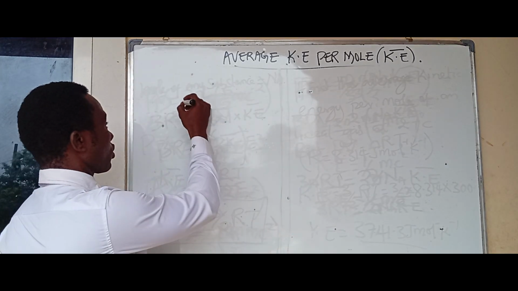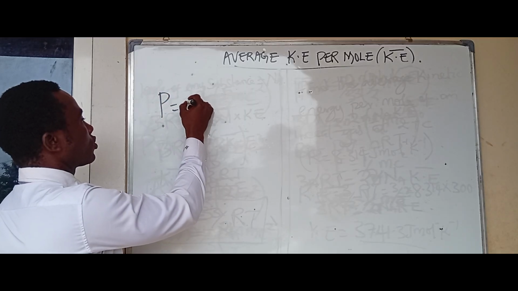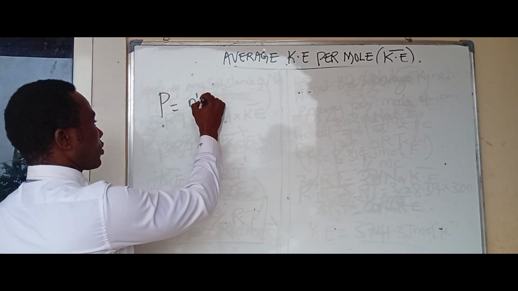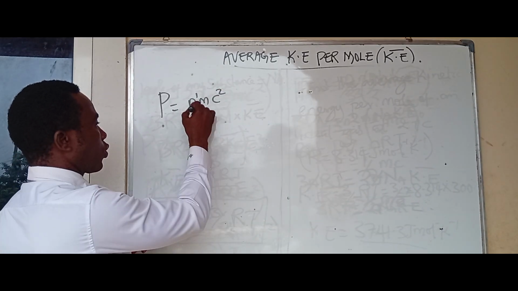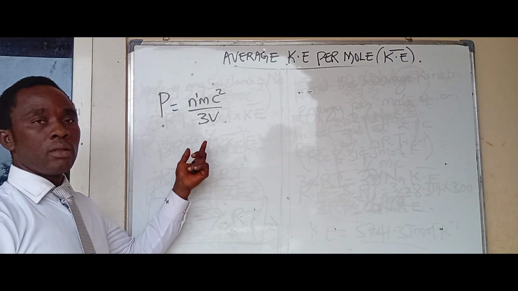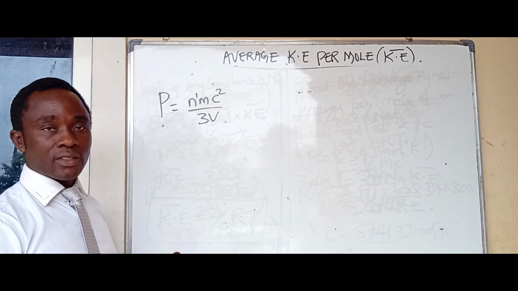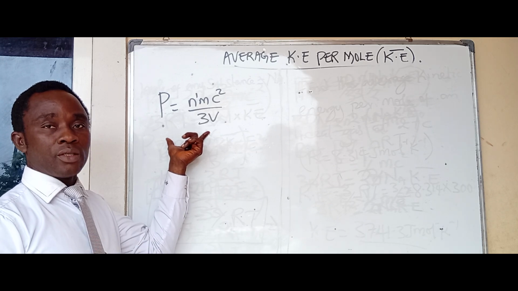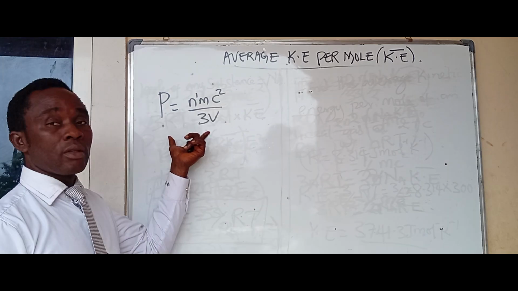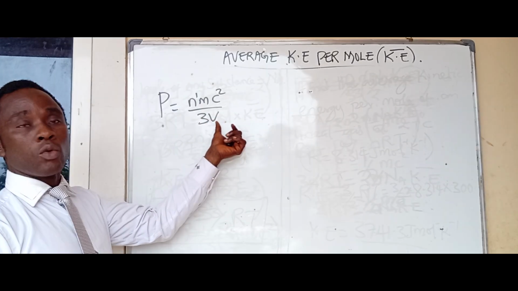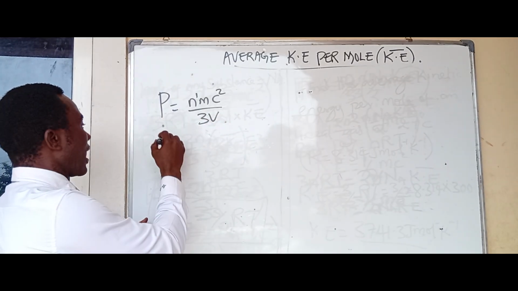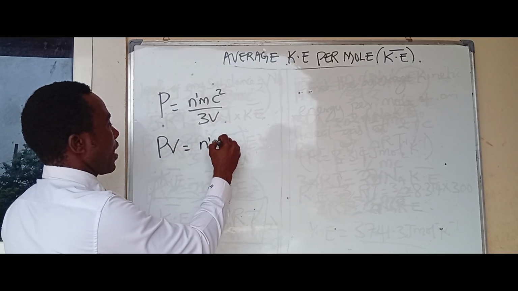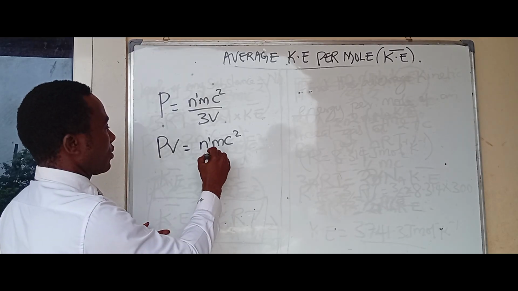Now the formula for pressure, P is equal to N prime, that is number of molecules, multiplied by mass, then C squared over 3V. This is the formula for pressure of a gas. From this, we can get the average kinetic energy per mole of a gas. How do we do that? We can use the volume to multiply the pressure. When we do that, we'll have PV is equal to N prime M C squared over 3.